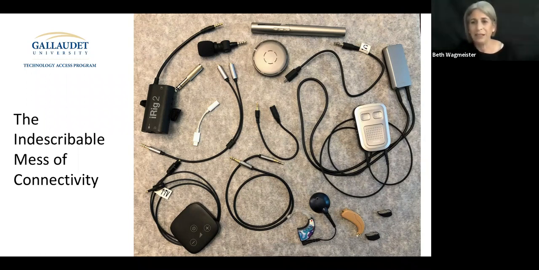Oftentimes things are set up and you don't have a way to connect them, because sometimes they need to be plugged in. It's very complicated from a user's perspective. It's really horrible, and I don't know why it should be so difficult. We don't know what's going on and how to make it work. So it's temporary, right? Different styles and different technology.